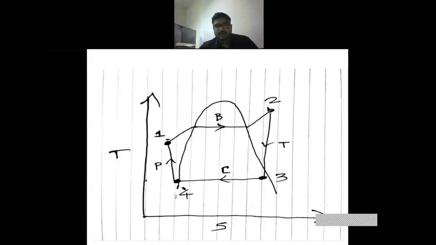Now what is the state at point number 2? It is basically superheated. And what is the state at point number 3? You can see this. It is the wet state in which generally the dryness fraction is a little bit higher than 50 percent. We can see here that this is superheated, and this is in a wet region where we have a dryness fraction generally more than 0.5. Clear? So this is point number 3. Basically it is steam.